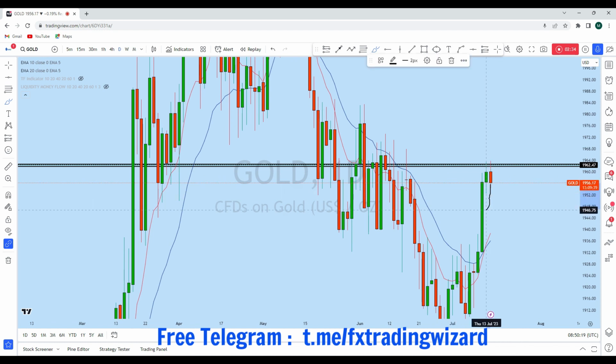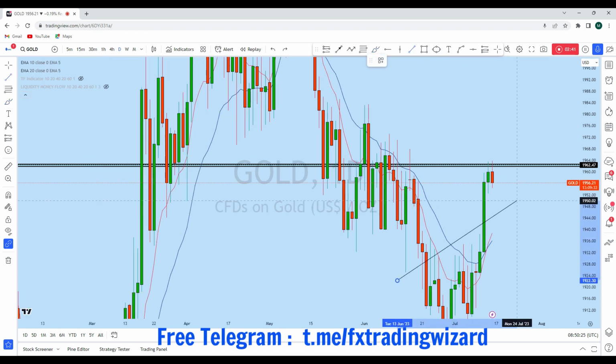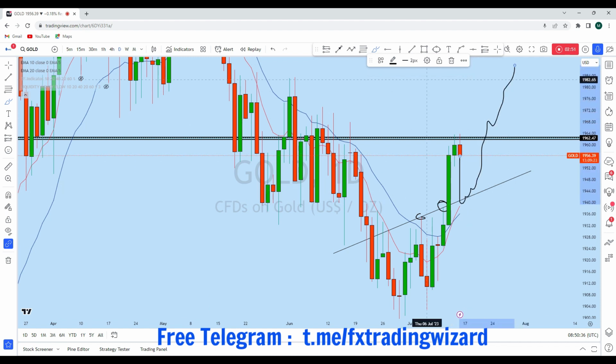So there is a space here that we can expect to fill from the daily perspective, and what I think is that we might see again a drop on the lower time frame to complete that retest of this resistance as a support on gold, and then later we might see again a push higher from the daily.